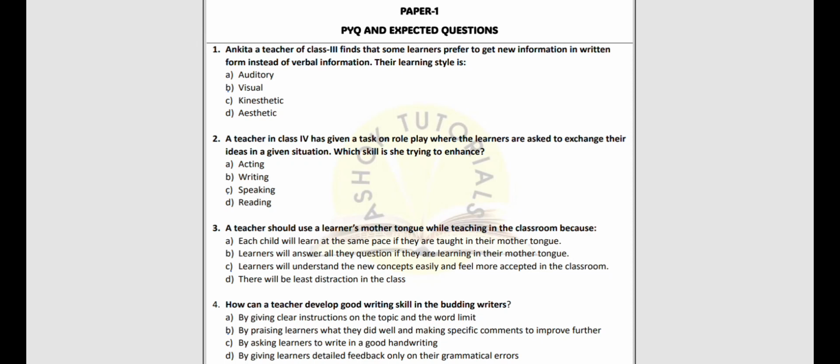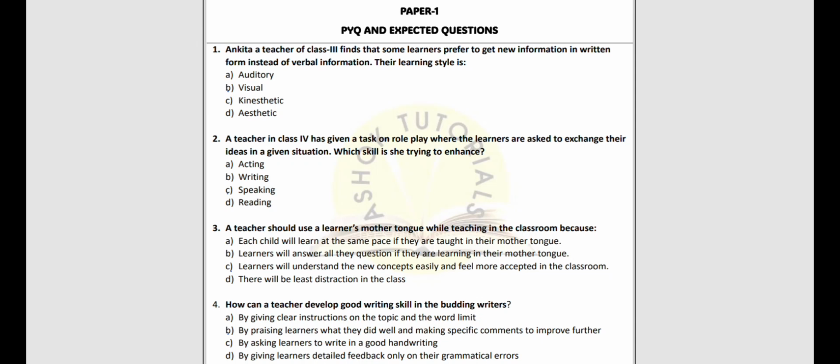So, in her class, some students of class 3 like to get the information in the written form, or in writing form. That means maybe on the blackboard or maybe in the book. So they like that rather than just listening to verbal information. So what does it mean? Does it mean that their learning style is auditory?